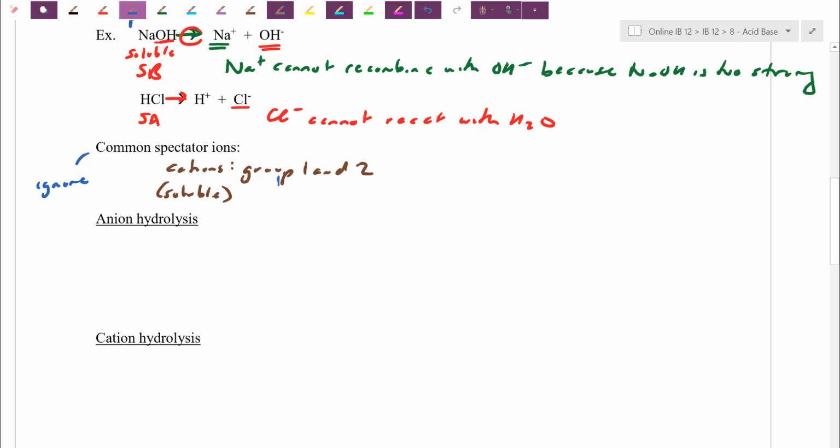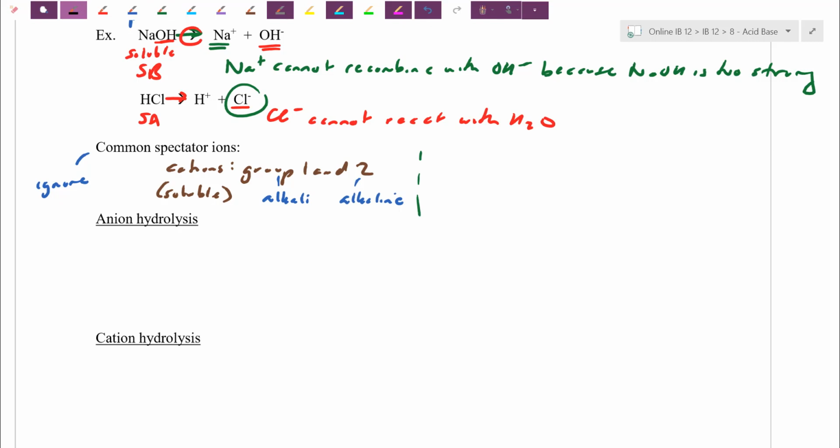Any group 1s, so your alkali metals, so sodium, lithium, potassium, those ones there, or even your alkaline earths, many of which are actually soluble. So those are the positives that we're not going to worry about. What about the anions? The anions are a little bit harder. We actually do need to consider the negative ion that came out from a strong acid.